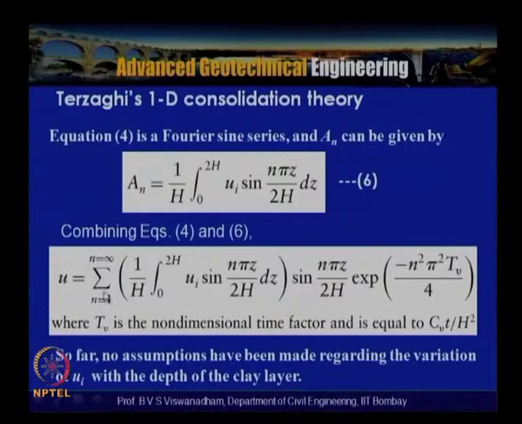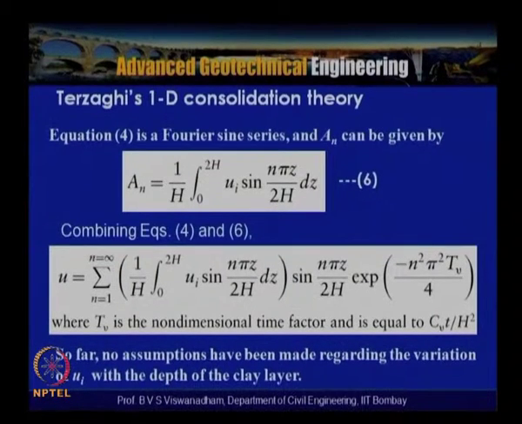Combining equations 4 and 6, we get u is equal to the summation from n equals 1 to infinity of 1 by h integral from 0 to 2h of u_i sin(n pi z by 2h) dz, into sin(n pi z by 2h) into exponential of minus n square pi square T_v by 4, where T_v is the non-dimensional time factor, which is equivalent to t c_v by h square. So h is nothing but the drainage path. In case of a clay having a double drainage layer, it is actually h by 2. In case of a single drainage layer, h is equal to h.